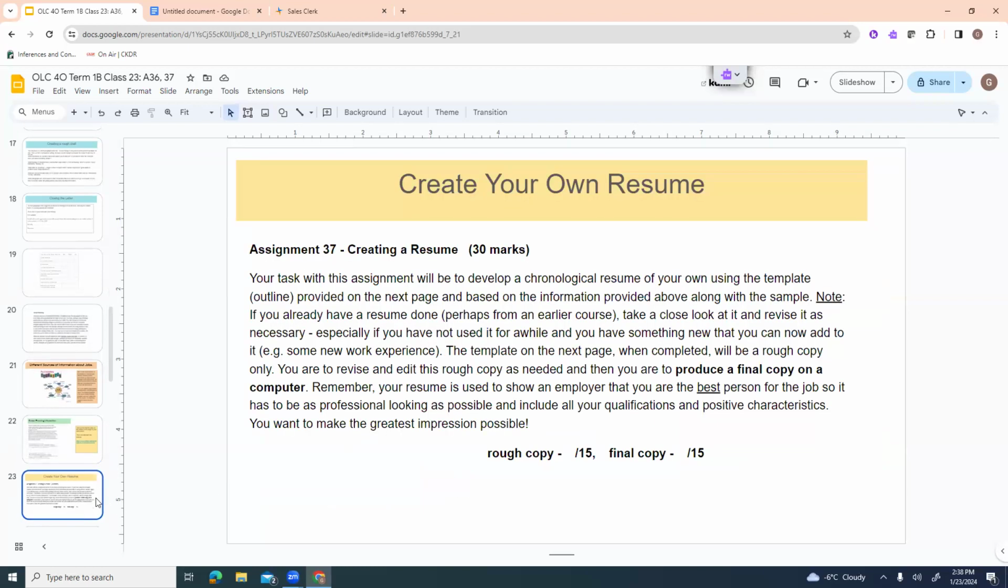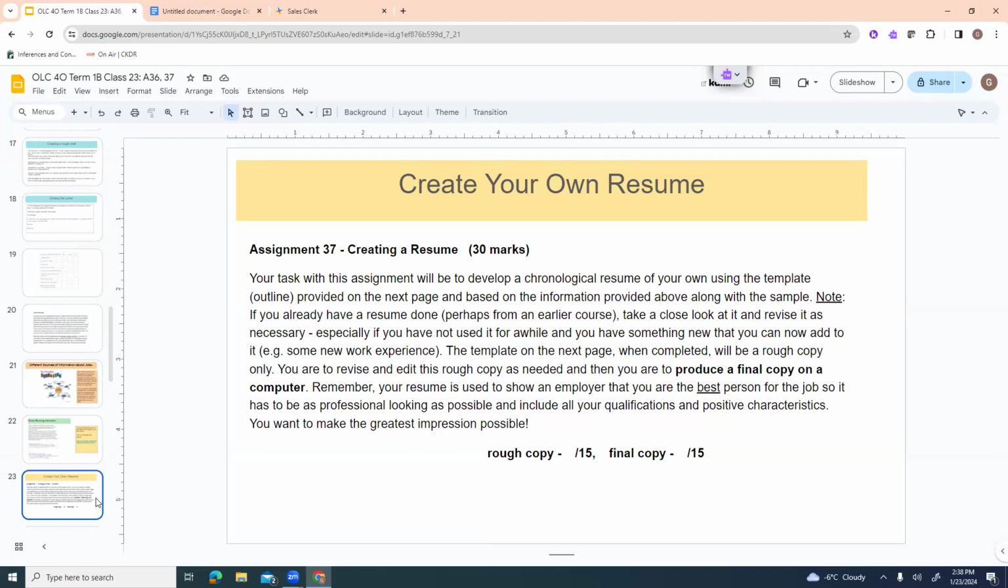Okay, so assignment 37 is also about, again, creating your resume. Your task is to develop a chronological resume, which means it's going to be in order, on your own using the template or outline provided on the next page and based on the information provided with your sample. If you already have a resume that you've done before, take a close look at it and just revise it as necessary to meet the needs of the assignment.